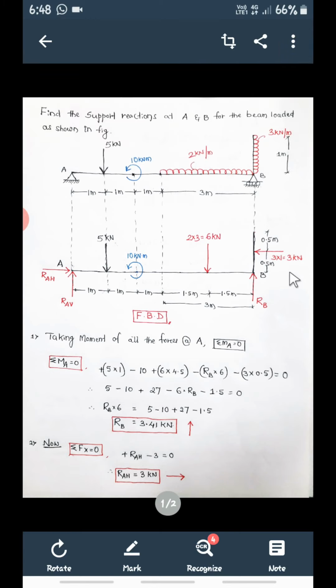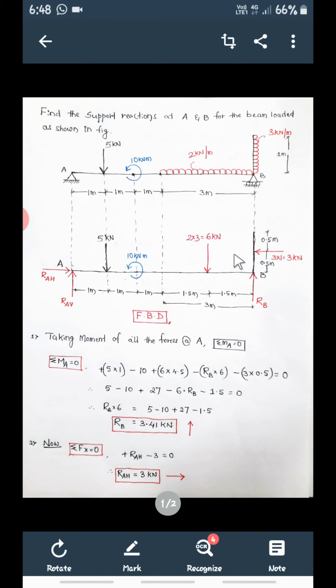Then similarly, don't forget to take this force also here. We have converted this to a point load, so this is 3 kilonewton. With reference to A, this force will produce anti-clockwise movement, which means minus. So minus 3 into, what is the perpendicular distance between this point load, this 3 kilonewton, and A?